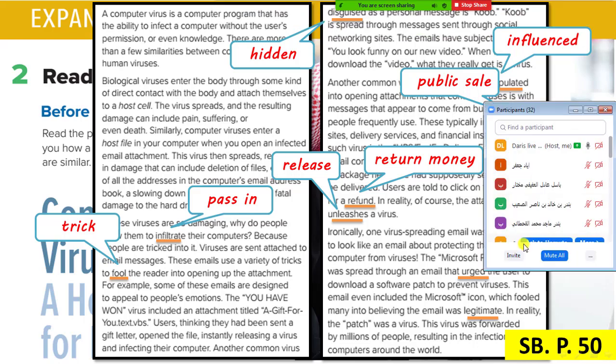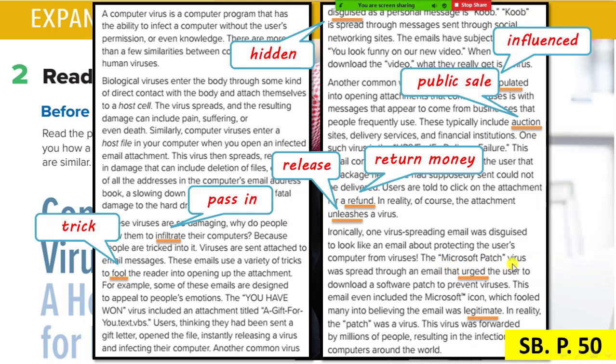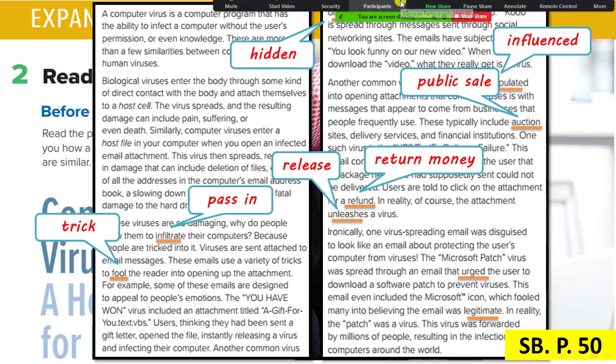Abdulaziz Bandar. The Microsoft patch virus was spread through an email that urged the user to download a software patch to prevent viruses. Urged means encourage. Yes, encourage يعني تحث أو تشجع the user. Okay. Thank you.